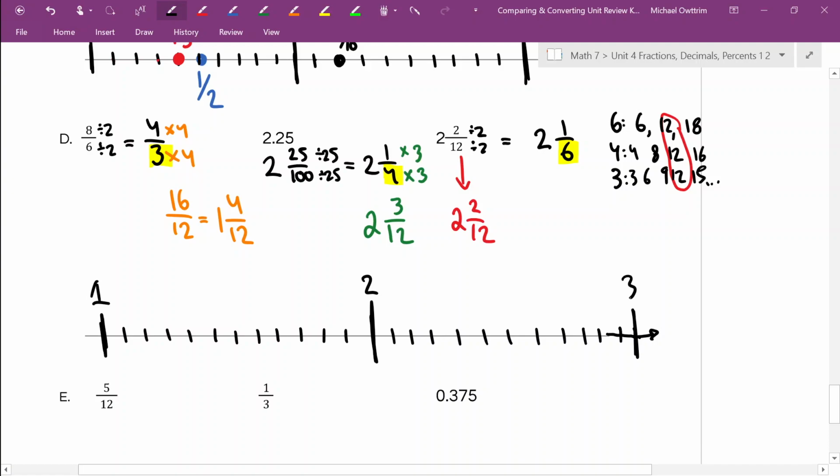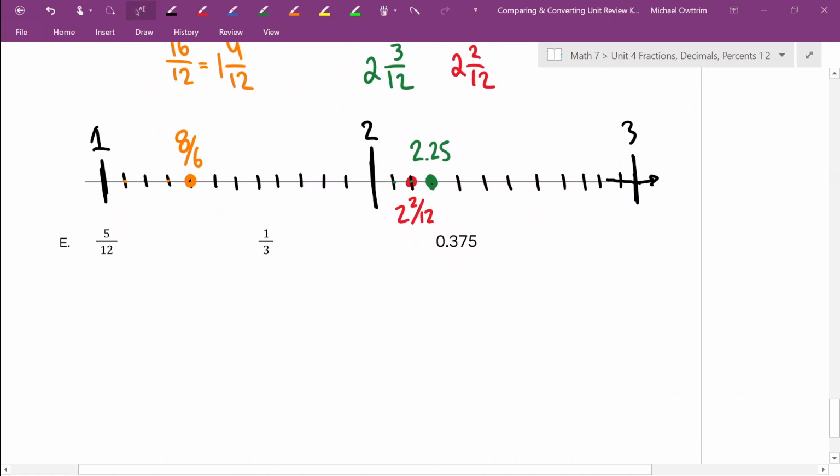And let's go ahead and put these values on there. 1 4/12 starts at 1. 1, 2, 3, 4 out of 12. And this was originally written as 8/6. 2 3/12 starts at 2 and goes 1, 2, 3 out of 12. And, yeah, that was originally 2.25. And then 2 2/12, two past whole number 2.